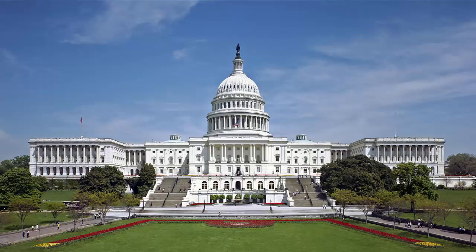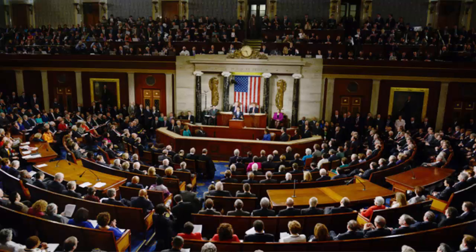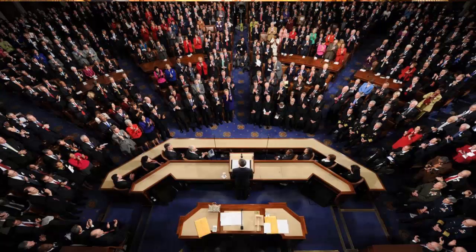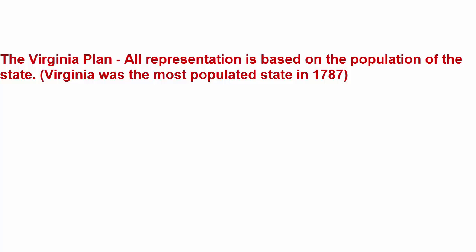The first issue that the Founding Fathers had to tackle was representation in the Congress. Now, the Congress is the lawmaking body. In the United States, there is a Senate and then there is a House of Representatives. And so they were trying to figure out, how are we going to decide how many representatives each state gets? So there were two plans. One was the Virginia plan. The Virginia plan proposed that representation in Congress should be based on the population of your state.